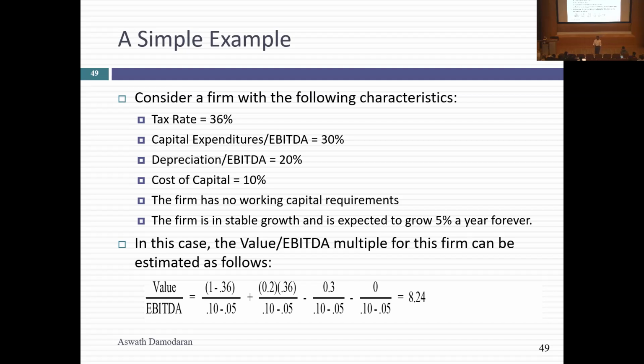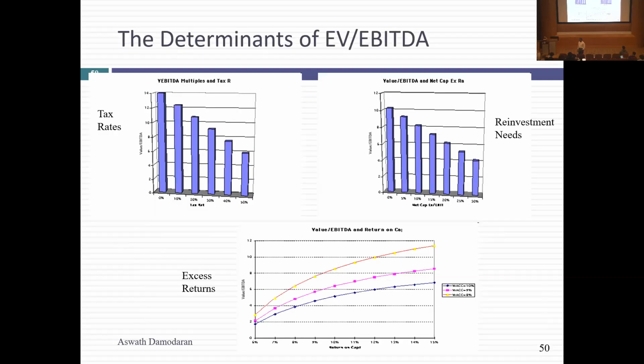Again, this is an intrinsic value EV to EBITDA. This is a discounted cash flow model. That's what the EV to EBITDA should be. Sounds about right? 8 times EBITDA, but that's with a 36% tax rate. You know what that number would look like if that is a 0% tax rate? It'd be 16 times EBITDA. If the tax rate were 50%, it'd be less than 6 times EBITDA.